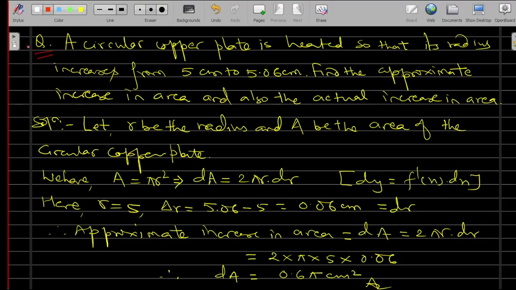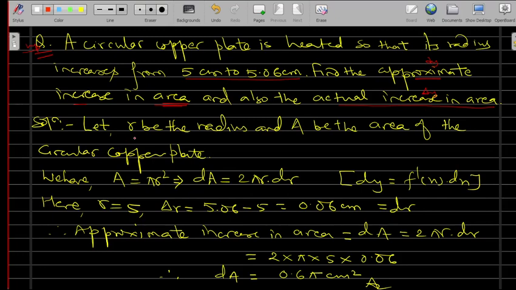Now an important question: a circular copper plate is heated so that its radius increases from 5 centimeter to 5.06 centimeter. This is the initial, and this is after the increment. Find the approximate increase in area, and also the actual increase in area. Approximate is dA, actual is delta A. We have to find both.